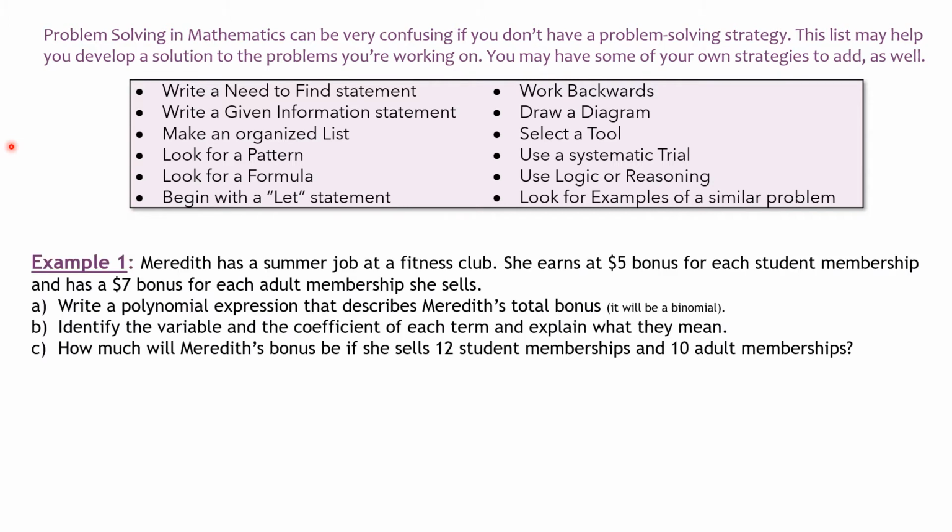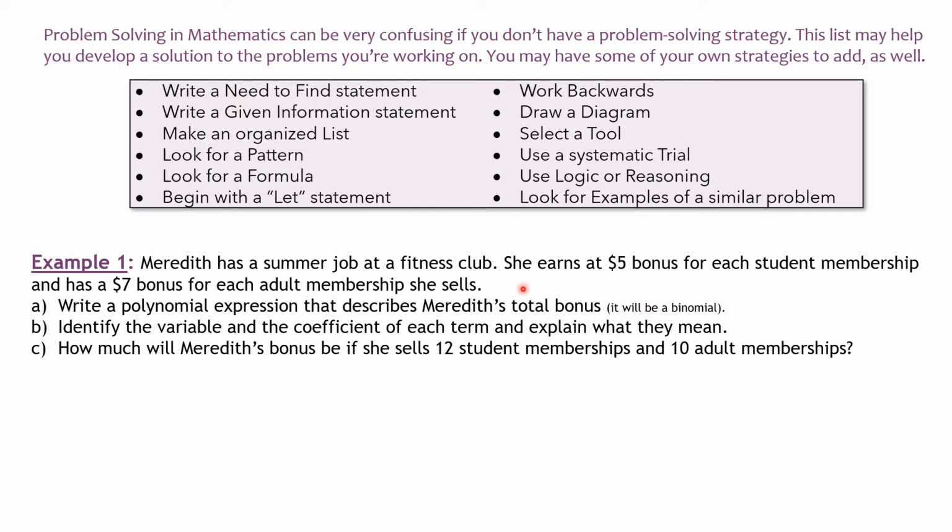So the first question we have, example 1. Meredith has a summer job at a fitness club. She earns a $5 bonus for each student membership and has a $7 bonus for each adult membership she sells. So she's selling memberships. First of all, you've got to read it slowly. Read every sentence individually and make sure you understand it. Write a polynomial expression that describes Meredith's total bonus, and this will be a binomial.